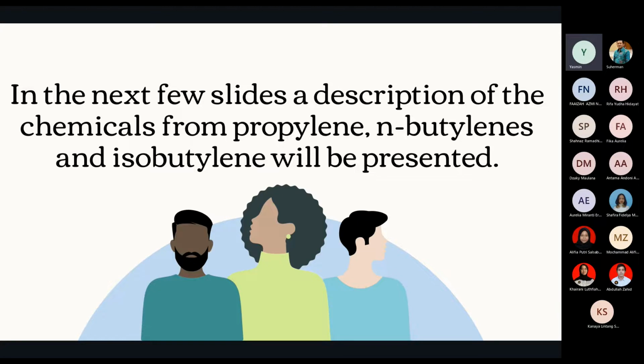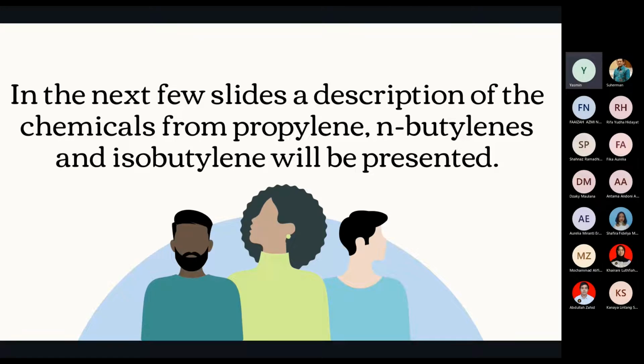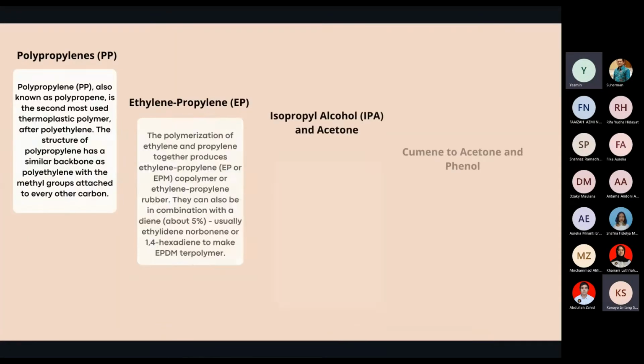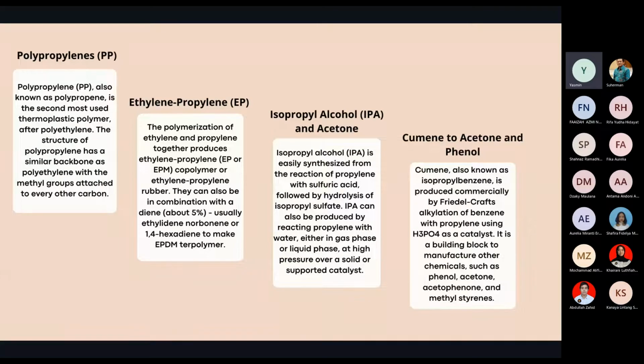Okay, so in the next few slides, a description of the chemicals produced from propylene, butylenes, and isobutylene will be presented. Here are the first four. There is first polypropylene, PP, which is also known as polypropene, the second most used thermoplastic polymer after polyethylene. The structure of polypropylene has a similar backbone as polyethylene with methyl groups attached to every other carbon.